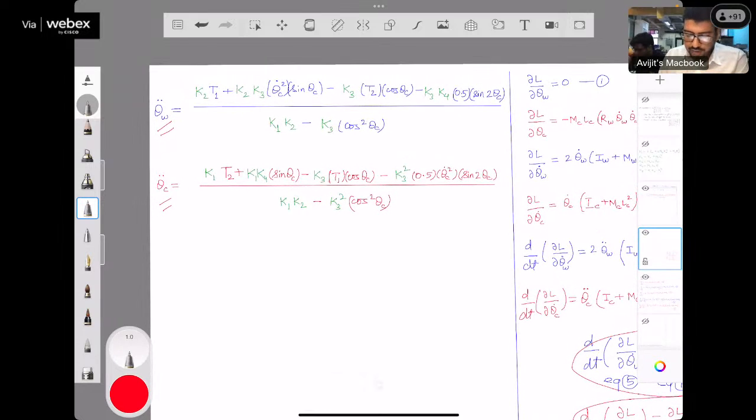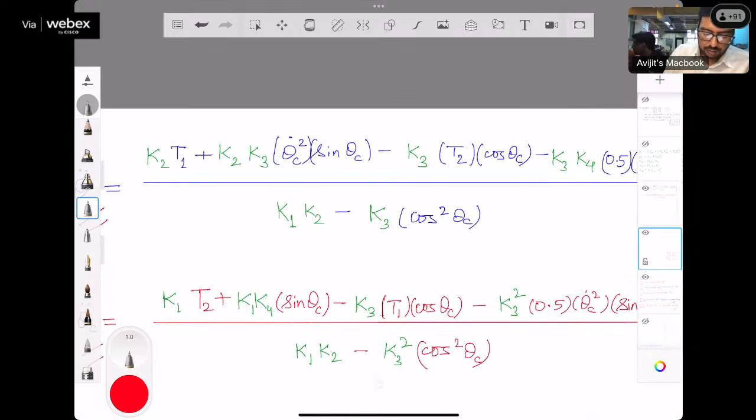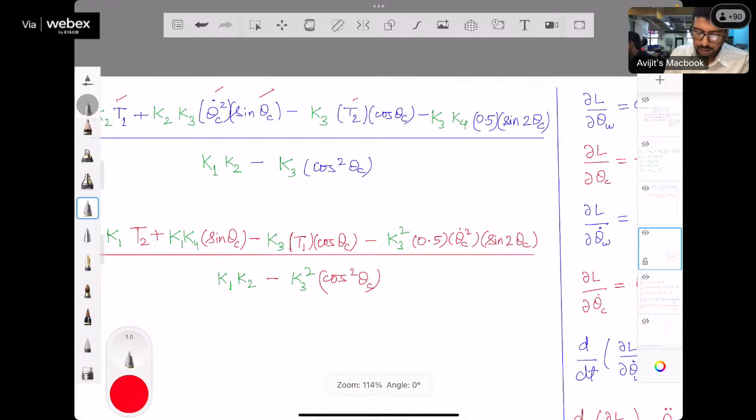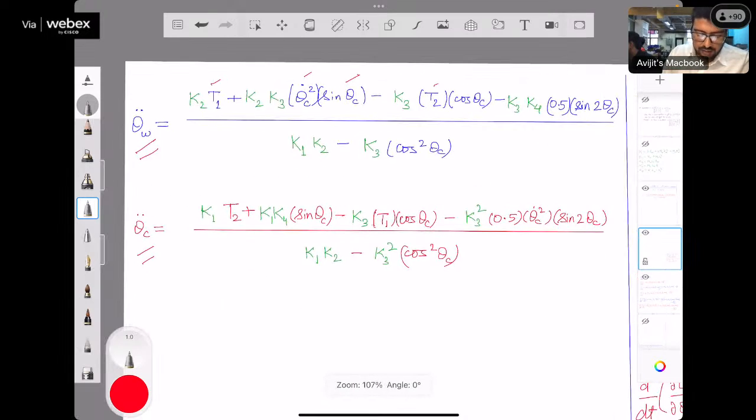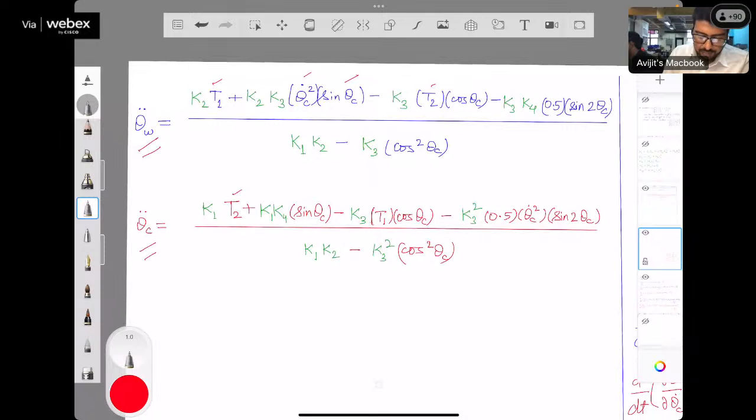So here you can see the theta w double dot is depending on a few things: T1, which is the input, T2, which is the second input, theta c dot, theta c. Yeah, that's it. And the same thing is for theta c double dot. It is depending on T2, it is depending on T1, it is depending on theta c, and it is depending on theta c dot. However, you might notice that none of them are depending on theta w. Okay.